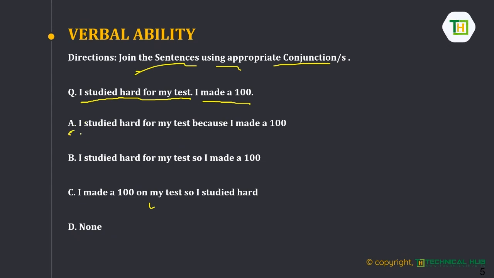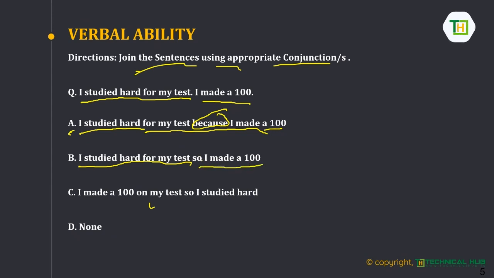What is it? Okay. I studied hard for my test because I made 100. So because you cannot use. Okay. I am late because of traffic, you can say like that. But here we cannot say that. I studied hard for my test. So look at here. I studied hard for my test, so I made 100.